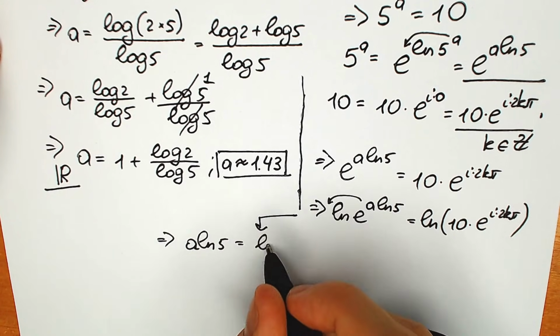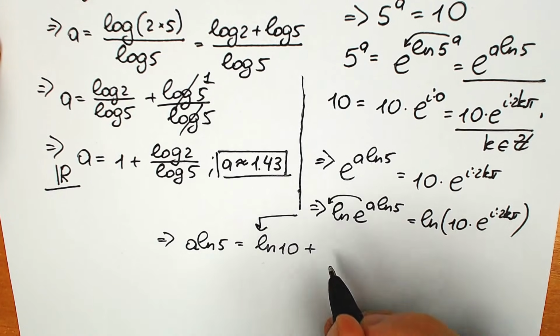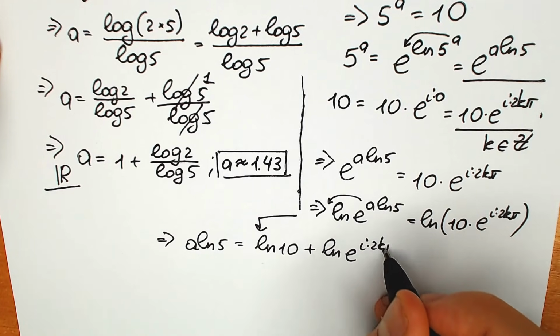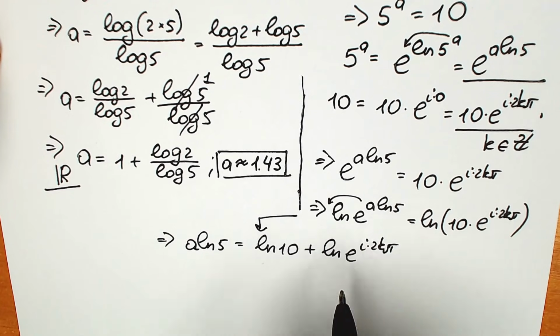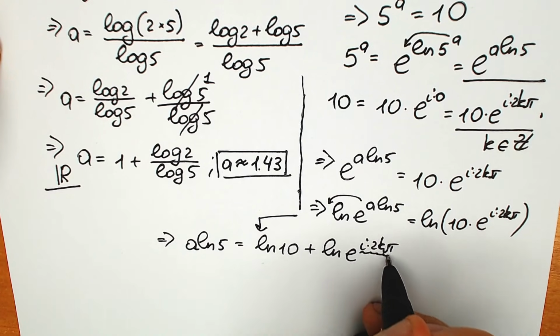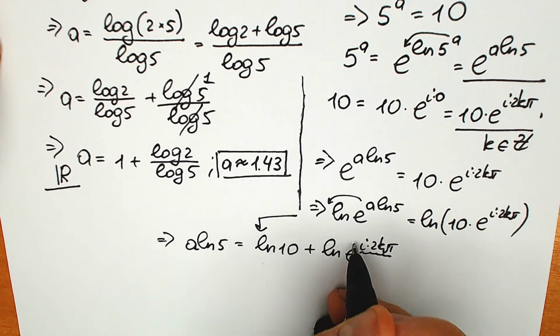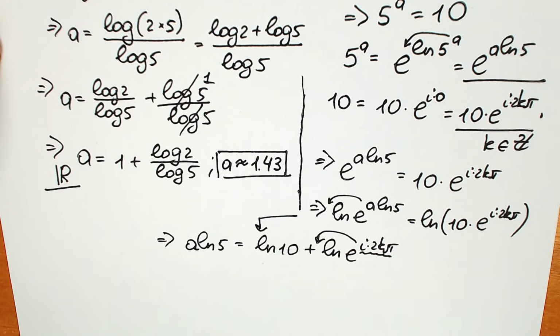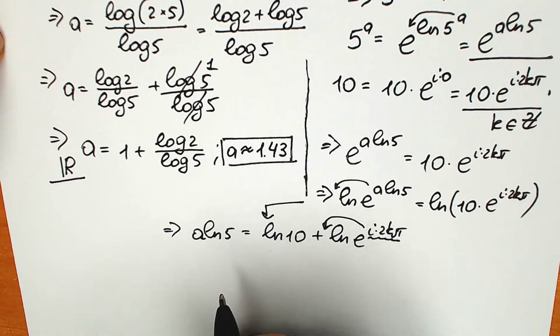So we can write it as natural log 10 plus natural log of e to the power i times 2k pi. Okay, we can write it like that. And in this place, we can easily, in our head, cancel our natural log e, and this e to the power i times 2k pi, we can write in front of this. So as a result, we have only i times 2k pi. We don't have any natural log of e.